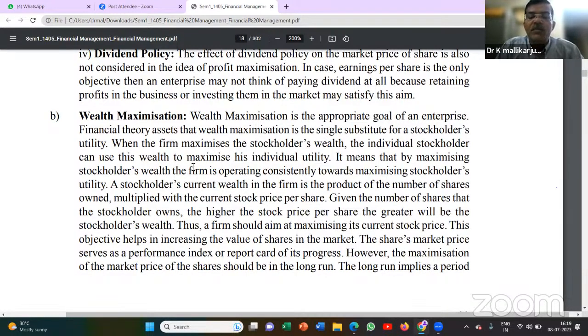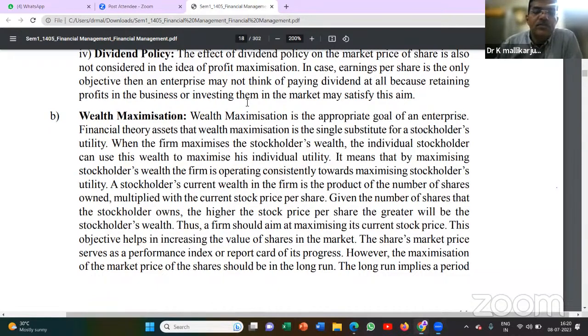For every firm, the ultimate and single objective is wealth maximization of the company's shareholders. The value of the firm is increased, right? So wealth maximization is the appropriate goal of any enterprise. From today onwards, we say that every firm's objective is maximizing wealth, not maximizing profit. Any doubt here?